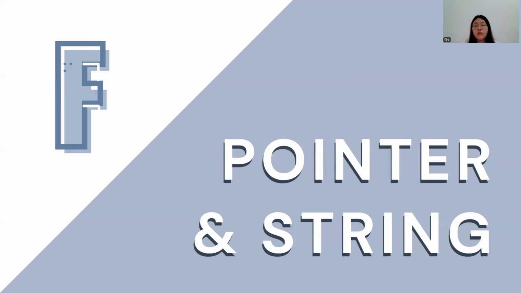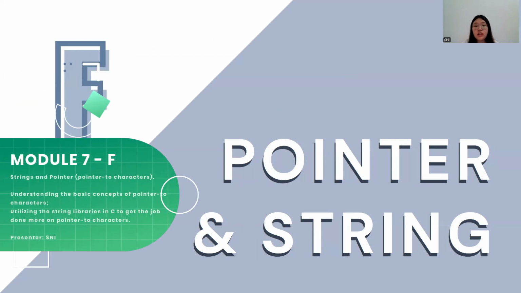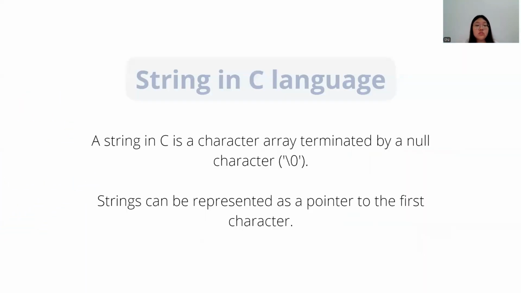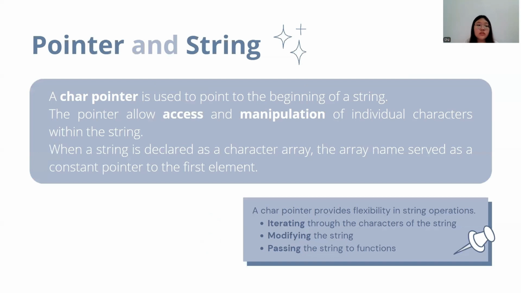Hi everyone, I'm Stephanie Pratama with assistant code SNI, and next we're going to talk about pointer and string. A string in C language is a character array terminated by a null character. Strings can also be represented as a pointer to the first character. A char pointer is used to point to the beginning of a string. The pointer allows access and manipulation of individual characters within the string.